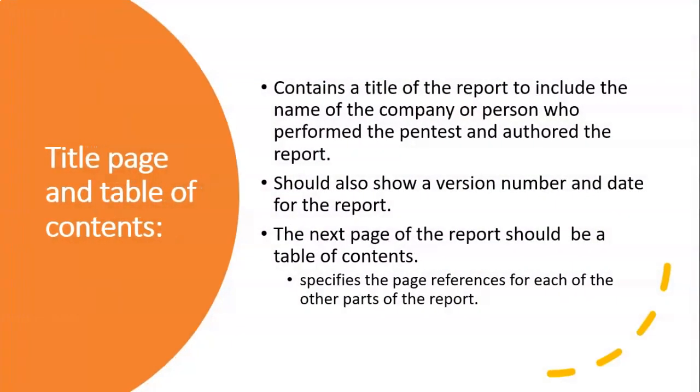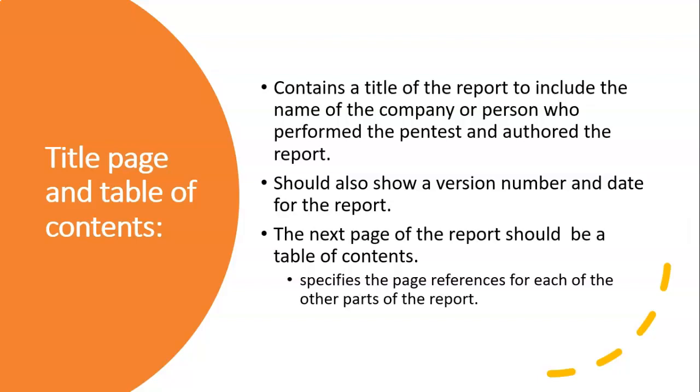On the title page, you're going to find the name of the company or the person who performed the pen test and authored the report. This should also show a version number and a date for the report. Now this is important because there's going to be many different drafts for this final report, and the final report may go to the client and then be kicked back for revision. So that version number or that revision number on the report is something that you can use to track which version of the report you're now giving to the client.